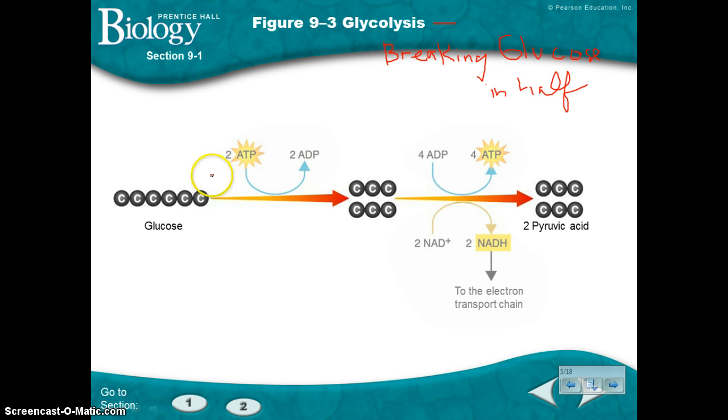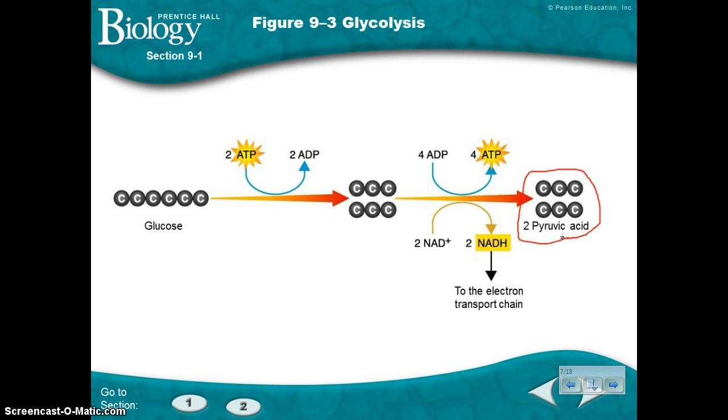To do that, the cell takes its glucose molecule and it has to invest a little bit of energy. So it adds these 2 ATP to start the change in this molecule. When we're finally done with glycolysis, we end up with pyruvic acid. So please write that on your sheet.